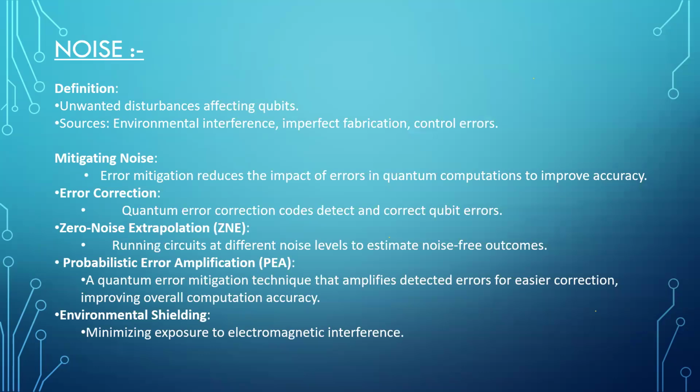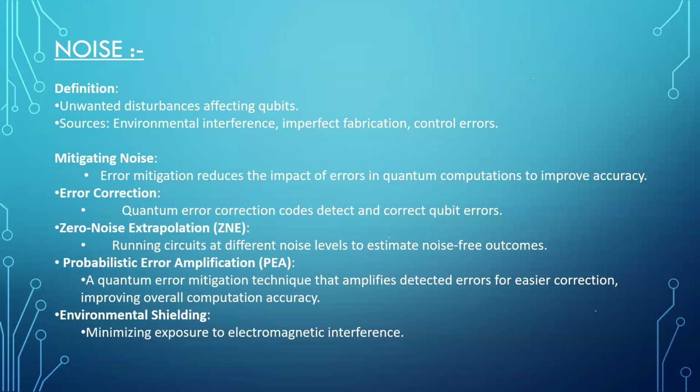After implementing this circuit, we saw that there is some noise. What is the cause of this noise? Before that, I briefly talk about what noise is. Noise is basically unwanted disturbance that affects the qubit. And what is the source of this noise? It can be environmental interference, imperfect fabrication, or control errors.